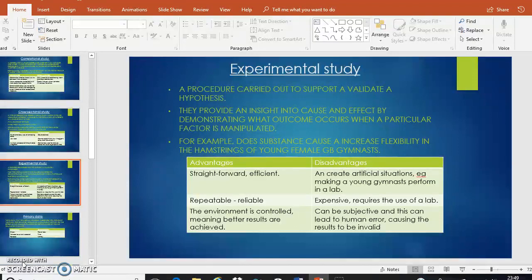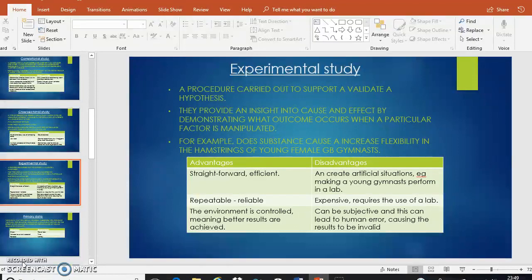Advantages are that this is straightforward and efficient. It's repeatable, so this makes the results reliable. The environment is controlled, so better results are achieved. However, it creates artificial situations, so making young gymnasts perform in a lab, which would be unnatural for them, and this could affect the results.